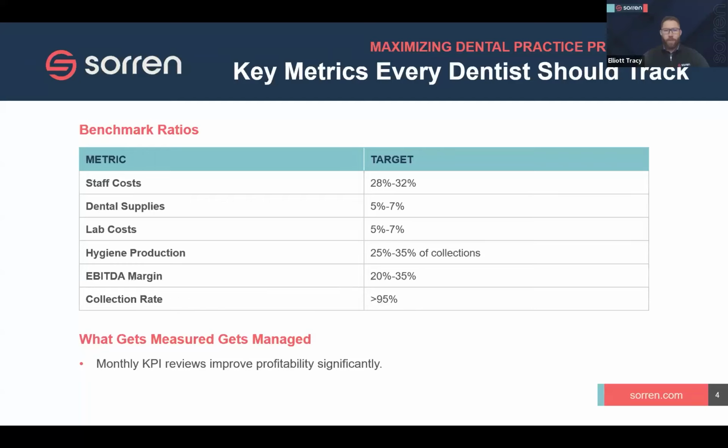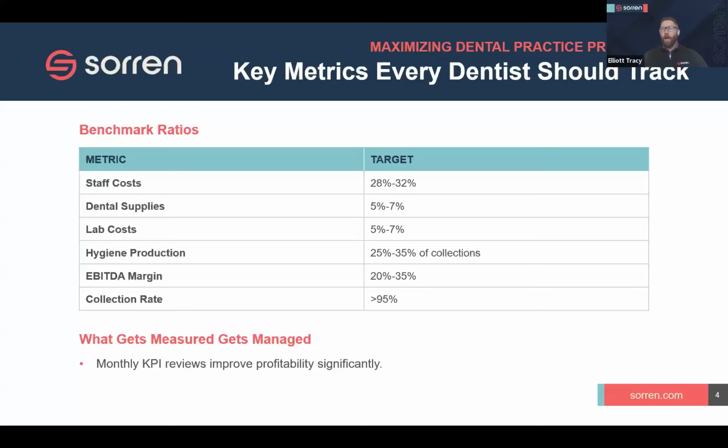EBITDA margins, so for those that may not know what EBITDA is, the acronym is earnings before interest, taxes, depreciation, and amortization. So looking at EBITDA, it's taking a look at that profit and loss, adding back the interest, adding back the taxes, adding back depreciation and amortization. We like to see that between 25 to 35%. Please note that this is net of the doctor and provider salary. So this is after those items. EBITDA and overhead are two different things.